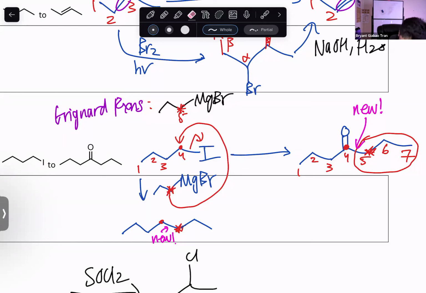Grignards can be formed from haloalkanes, right? Because to form that Grignard right there, it could come from this haloalkane right here, where to form that, you just put magnesium in there, right? But Grignard here can react with a lot of things.